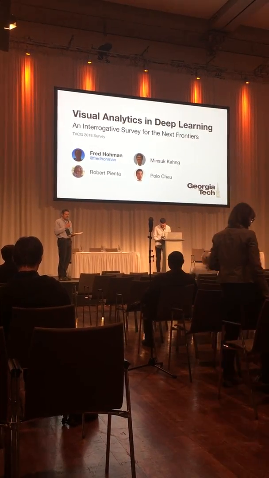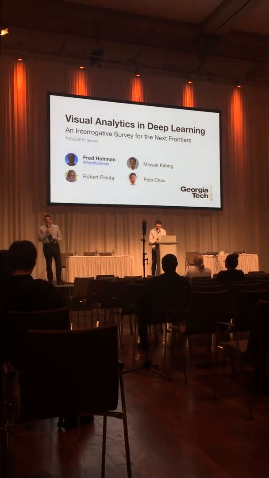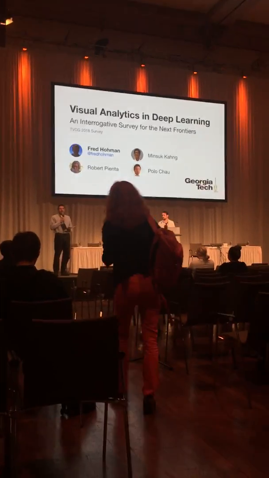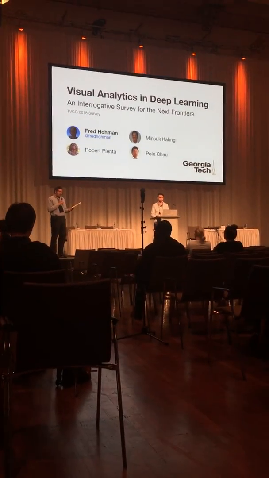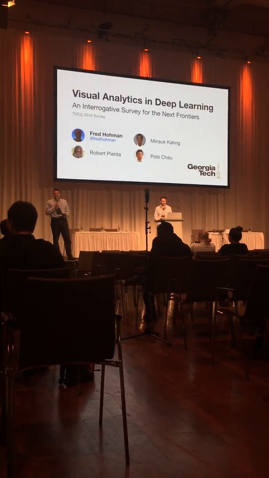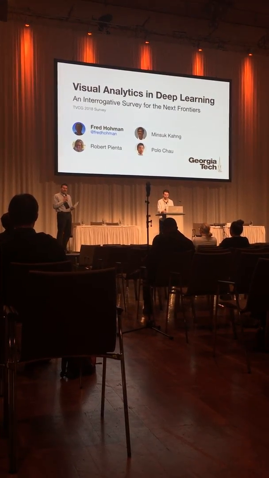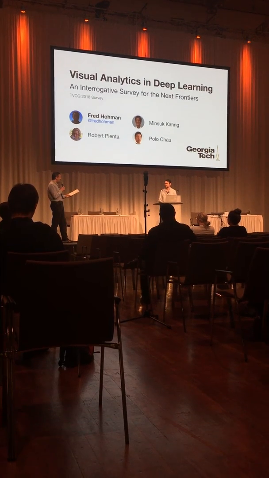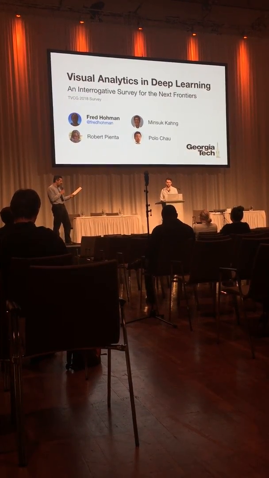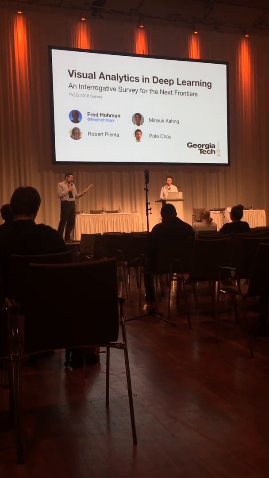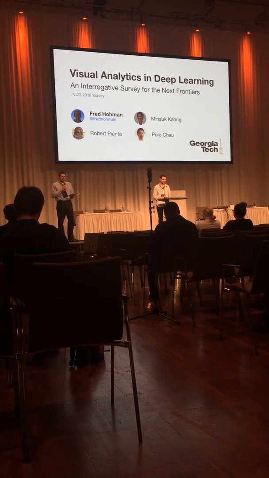At IEEE VIS, on deep learning. My name is Torsten Noller, I'm the session chair, and I'm really excited to have 5 wonderful papers being presented in this session. It will be framed by a couple of papers by Georgia Tech, so we'll start and finish with Georgia Tech. I'm very happy to have Fred here ready to talk about visual analytics and deep learning, an interpretive survey for the next frontiers.